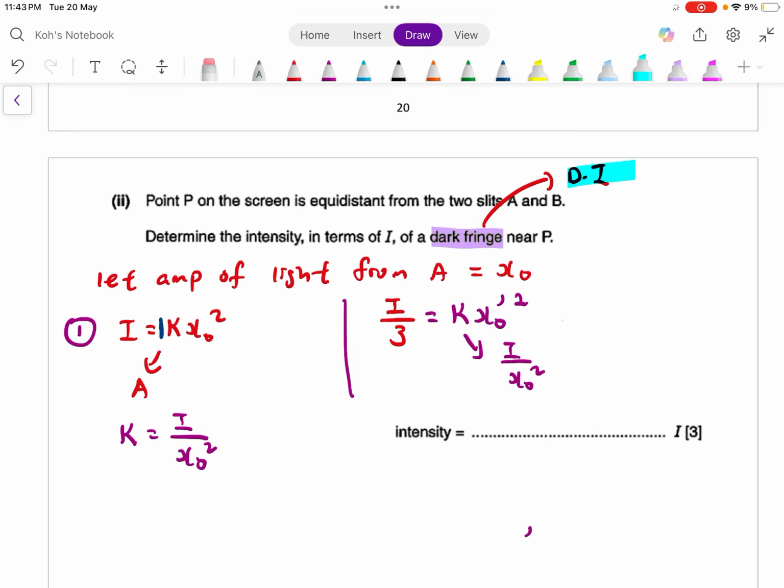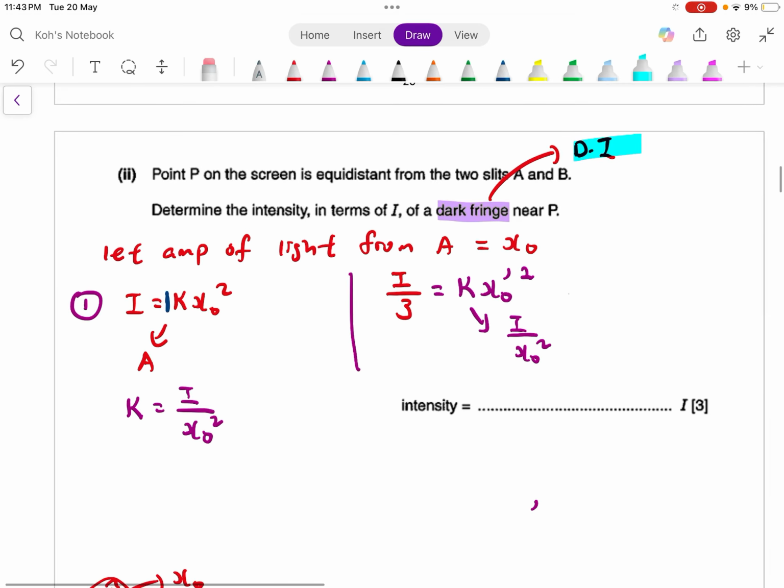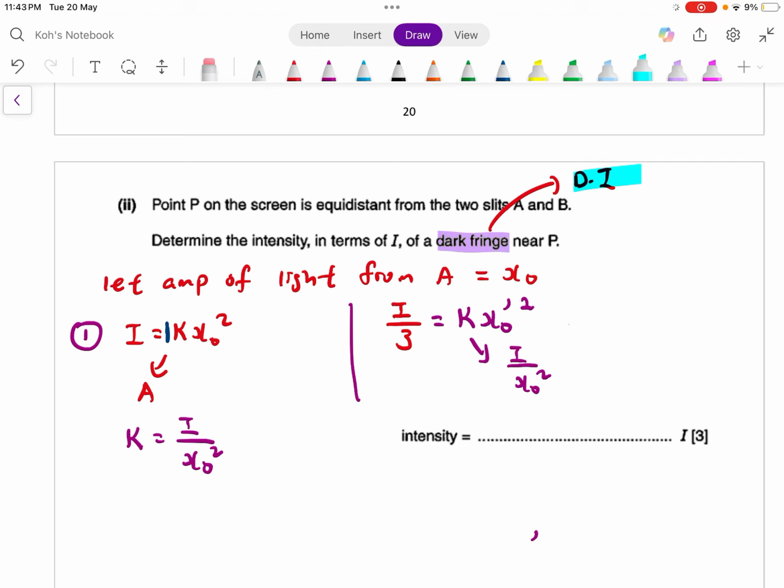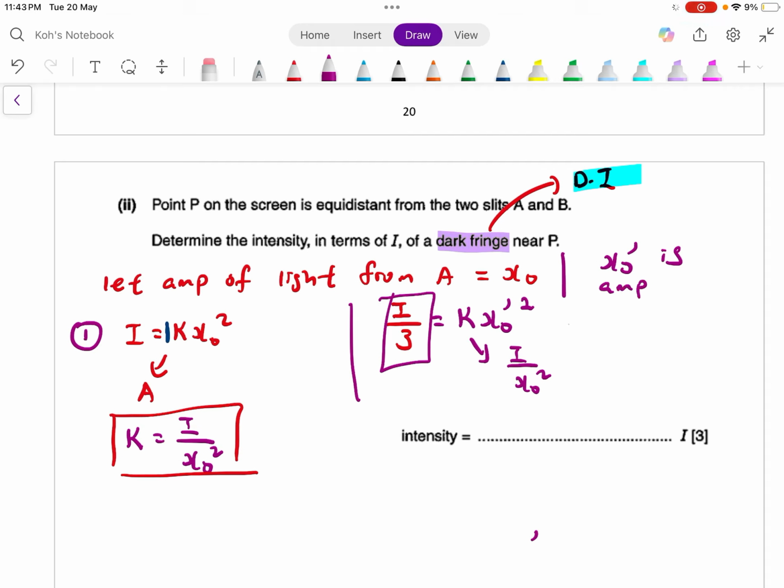With this, I let the amplitude of light from slit A be x0. So, for example, I is equal to k x0 squared, from slit A. I make k the subject. Because k is just a constant, k equals I over x0 squared. With this, I want to determine the amplitude of the light from slit B. So I put, for example, I over 3 equal to k x0 prime squared, where x0 prime is the amplitude of light from slit B.